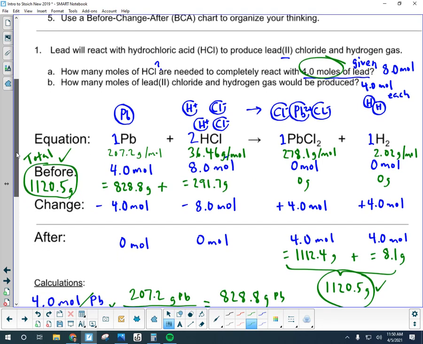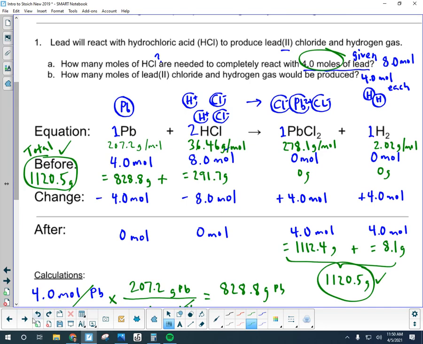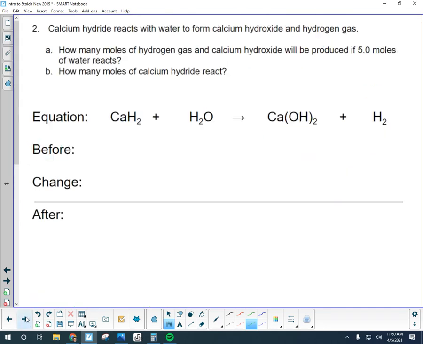Other questions? All right. So let's move to number 2. I'm going to help you guys get started on it. And then I'll have you guys finish the last few steps and see if mass is conserved. If mass is conserved in your calculations, chances are you did things correctly.